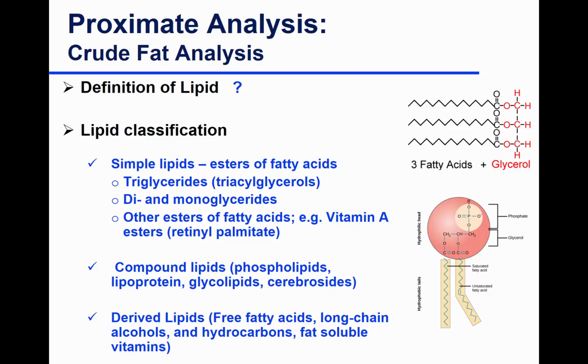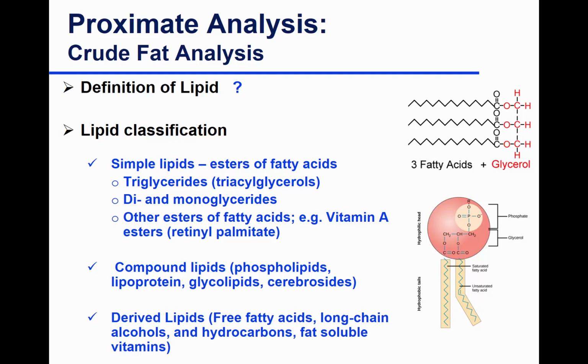You have compound lipids. Phospholipid is a compound lipid, so you have your glycerol, and then you have the 2 fatty acids, and then you have a phosphate group. That's what makes it more polar. You have lipoprotein, glycolipid, cerebrosides. All of these are different types of lipid that contain not only lipid, but have other components, proteins or sugars.